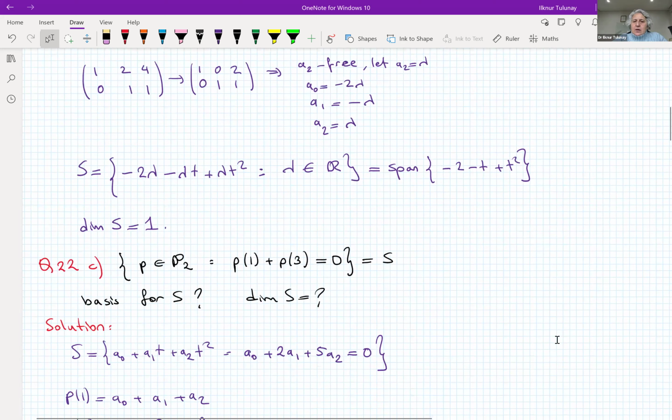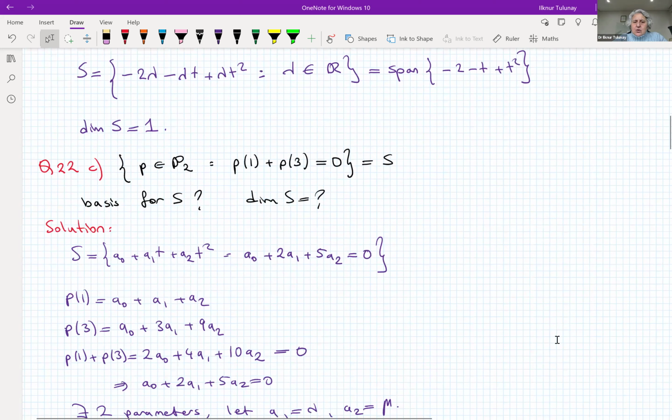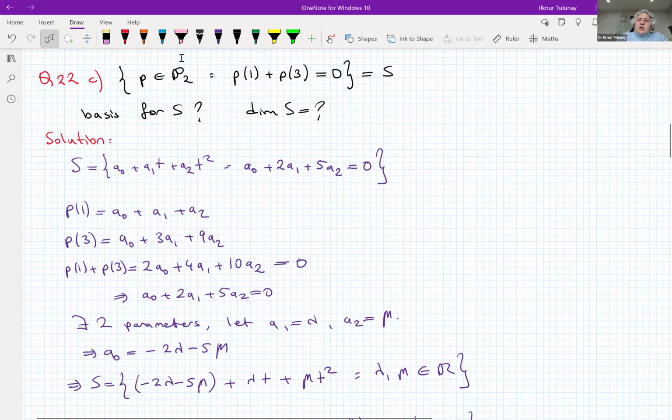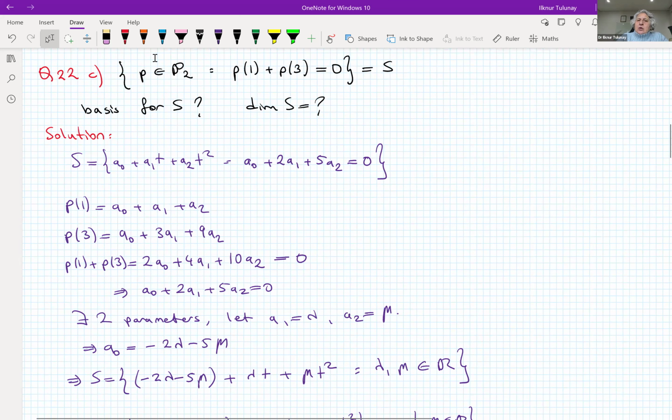Let's do the C part of question 22. Here we have polynomials of degree less than or equal to 2. And this time the condition is given this way: P1 plus P3 is equal to 0. Again, same question. We would like to find the basis of S, and the dimension of S is whatever we are going to figure out. That's the question.